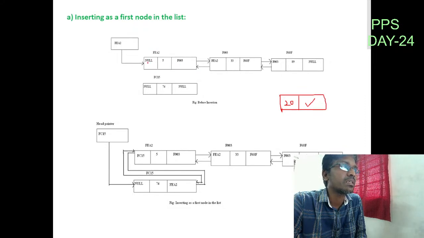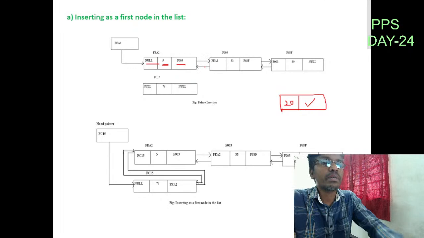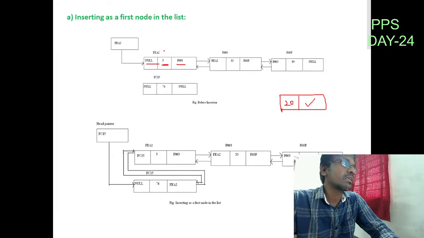Whereas in a double linked list, it contains three fields. So that is the address of the previous node, and data field, and followed by address of the next node. I hope you will be understanding what I am saying. So in a double linked list, it contains three fields: address of the previous node, data field, and address of the next node.